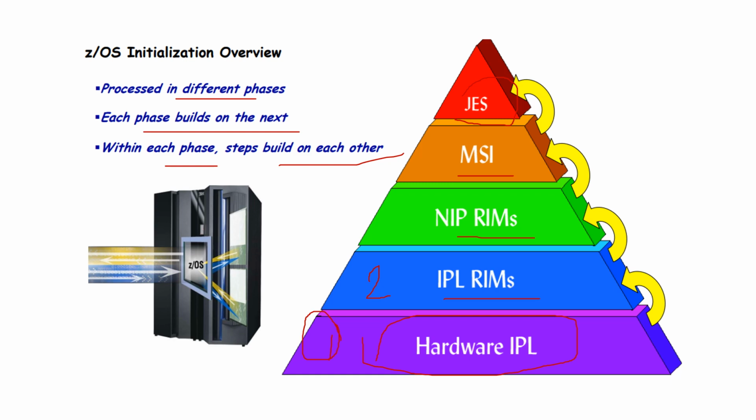So there were 4 major steps. You understand? First one is the hardware process of loading z/OS. Second one is the loading and initialization of the nucleus. Third is the initialization of general system resources. And last one is the master scheduler initialization.